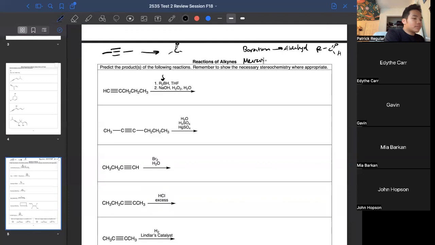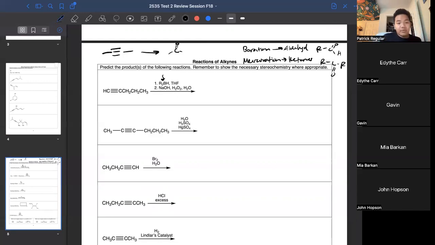Mercuration, it can form both aldehydes and ketones, but it mainly forms ketones because it has to have very specific conditions to form an aldehyde. So for test 2, just know mercuration forms ketones, internal carbonyls, R, C, double bond O, R.